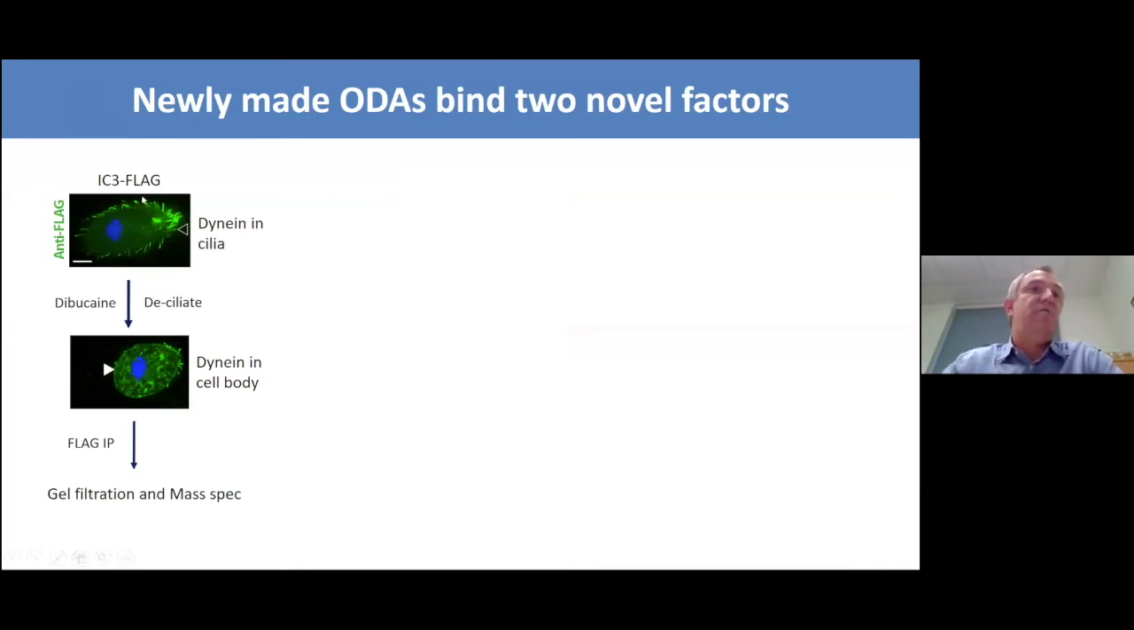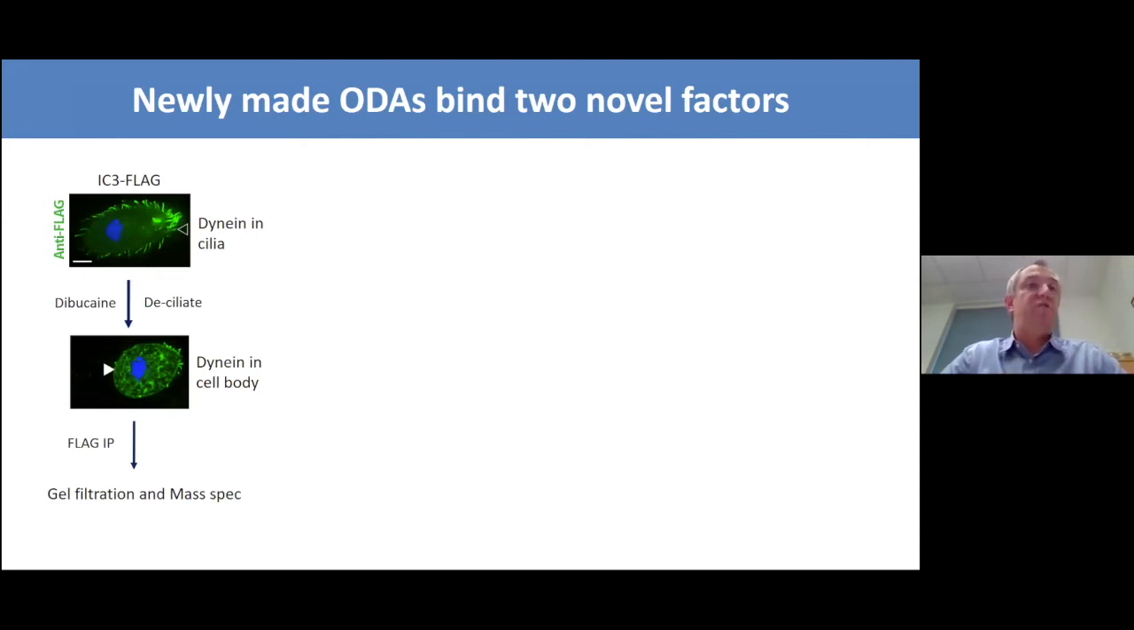And when you look at Tetrahymena with a FLAG tag antibody, you can see that it all goes into the cilia. Now, because we wanted to look in the cell body, we deciliated the organisms using dibucaine, which is an anesthetic, and the cilia drop off. And then if you wait some time, you can see that the cilia start to regrow, a massive amount of ODAs are produced, and they start accumulating in the cell body.